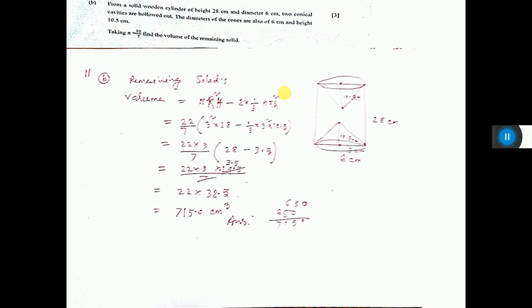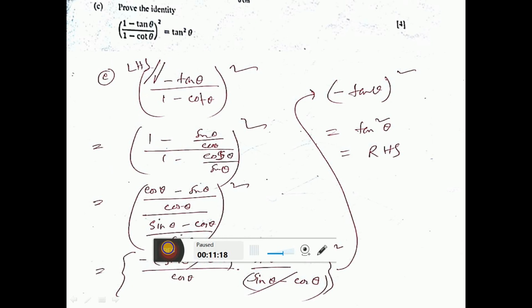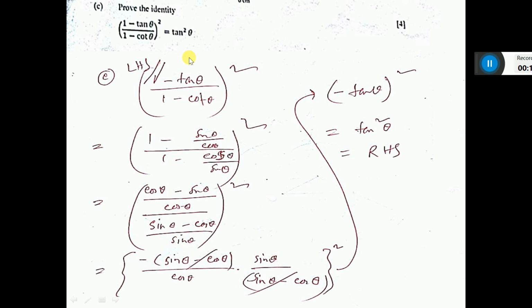Then this one you will understand just seeing, because this remaining solid's volume equals this total cylinder's volume, that is pi r square h, minus this cone's volume 2 times. So 2 into 1/3 pi r square h. So everything is provided here, put the value and get the answer. This one you see, so this is not the answer, the answer is different. So this is the sum.